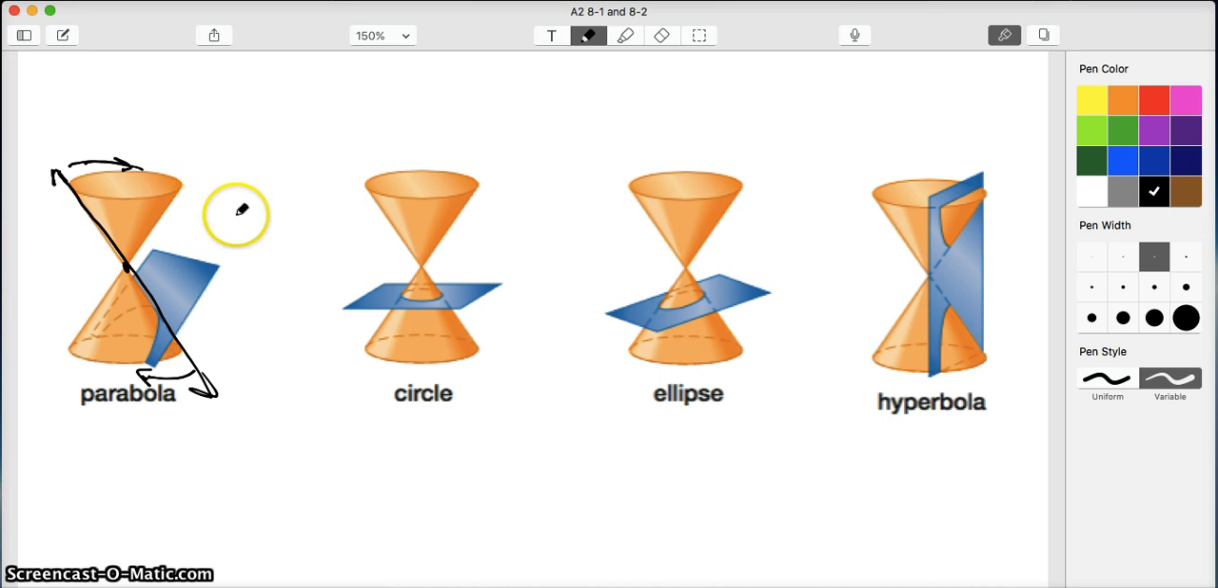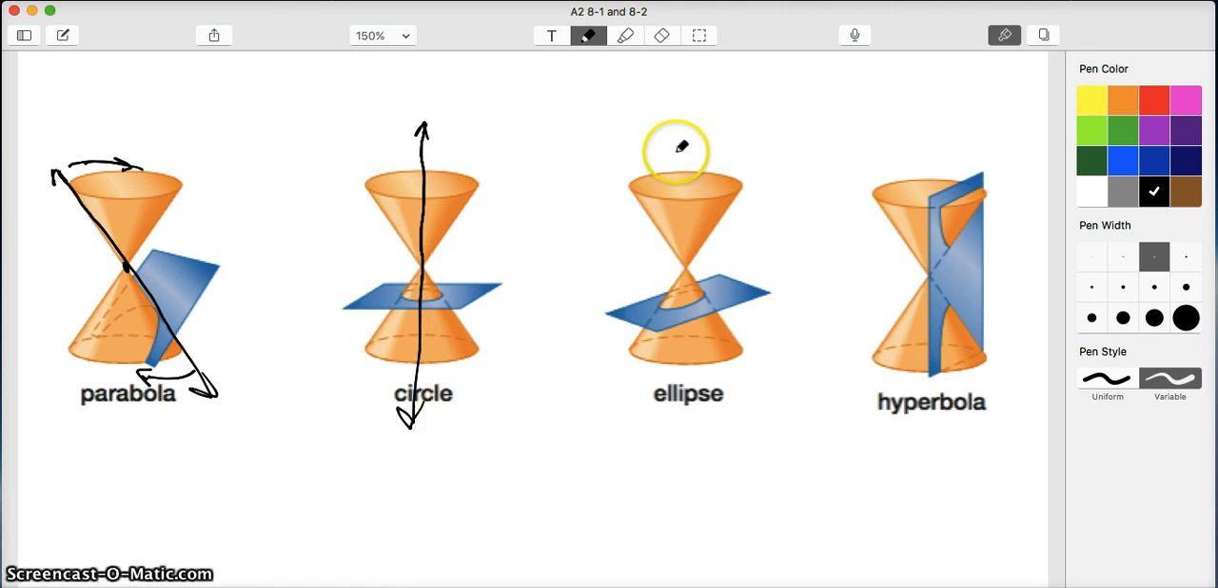Okay, and then if you slice it in different ways, if you have a plane that slices through, you get the cross section. When the plane is parallel to this line, we get a parabola. When the plane is perpendicular to the axis, let's call this the axis of rotation, you get a circle.